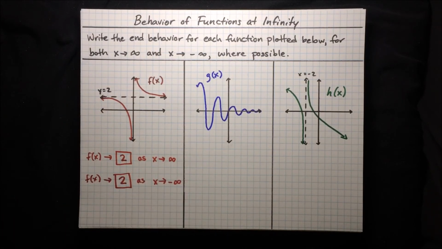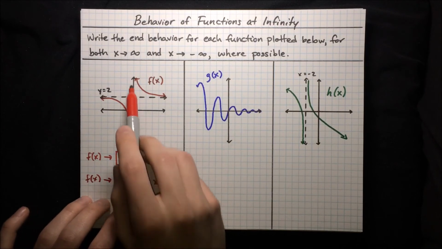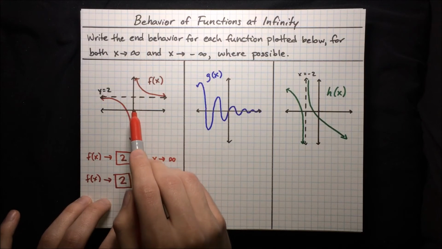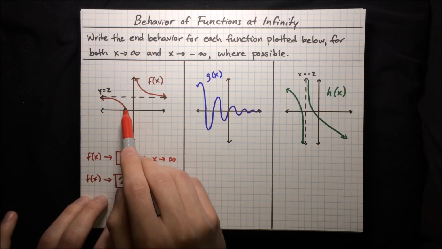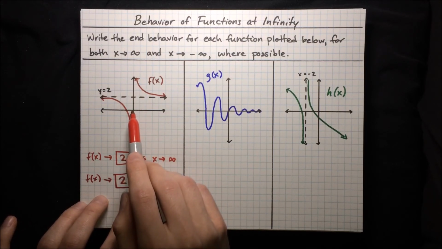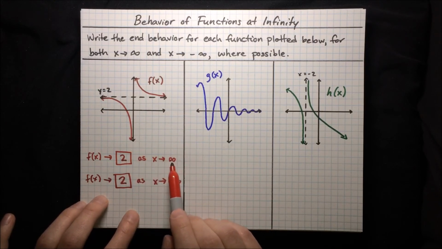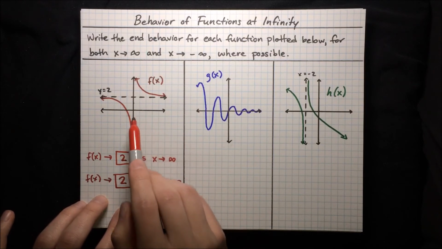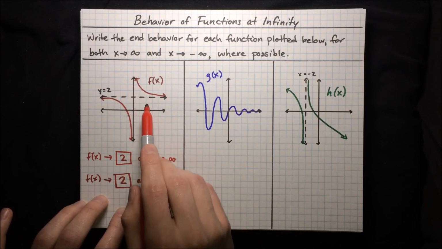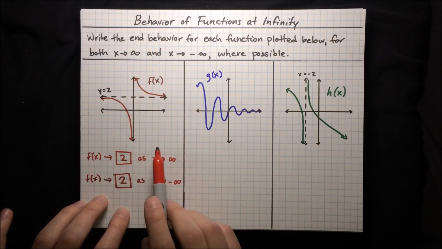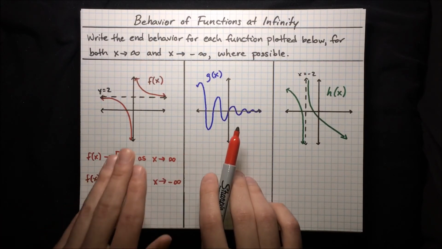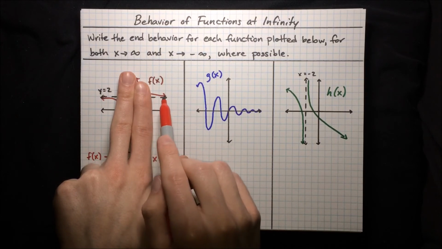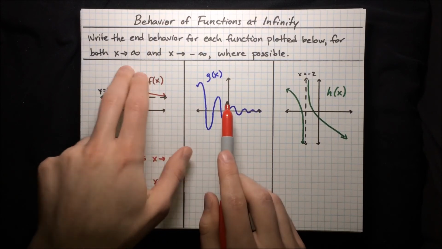One thing to point out before we go on is that there was a vertical asymptote here, like the function is blowing up to infinity as x approaches 0, and it's going down to negative infinity as x approaches 0. But end behavior is about what happens as x approaches infinity and as x approaches negative infinity. It really doesn't matter what the function is doing in the middle. All that matters is what's happening at the ends. So you can cover up the middle and just look at the ends. You see it's going to 2 from both directions.